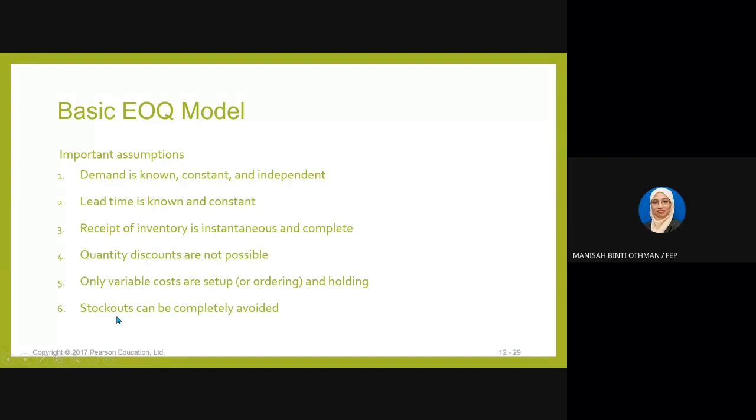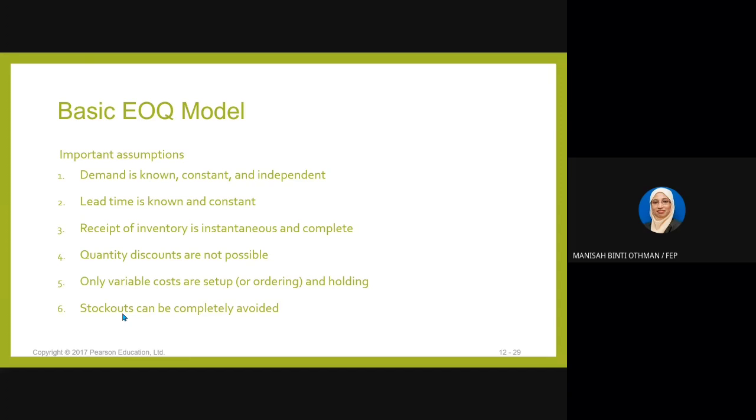Next is the lead time. You know the lead time and it is also constant. Lead time is the time between when you order and when you receive your order. Let's say you order today and you receive your items 7 days later, so lead time is 7 days. The company should know that lead time exactly; the supplier can state it. It's also constant, meaning if the supplier said 7 days, it should deliver within those 7 days. It cannot be 7 days this time, 14 days next time, and then 3 days. That's not constant, and then you cannot use this EOQ. So lead time is known and constant.